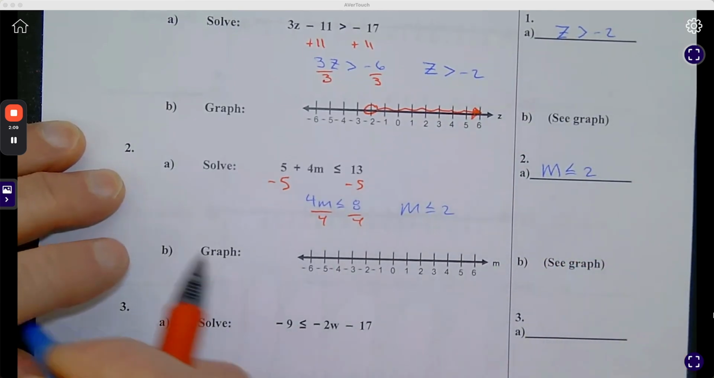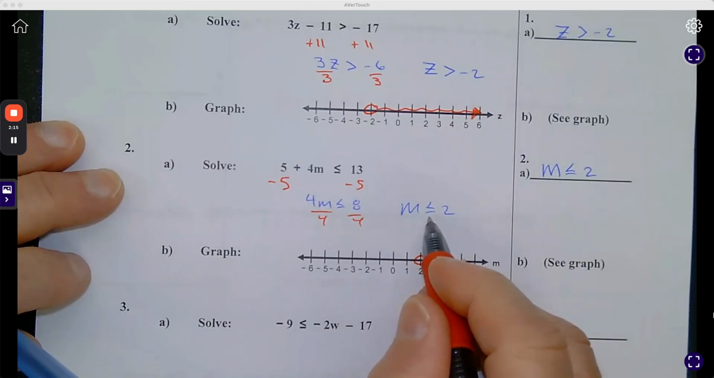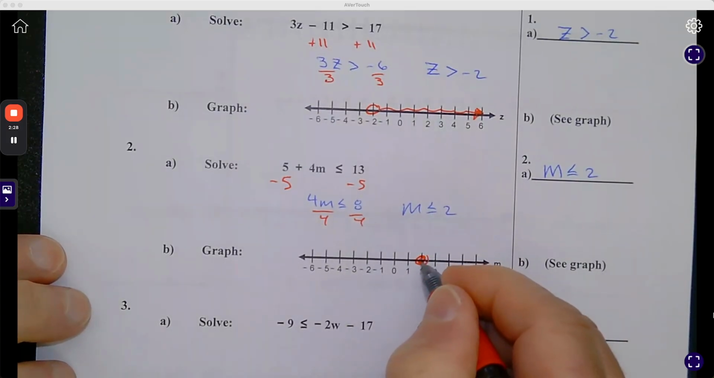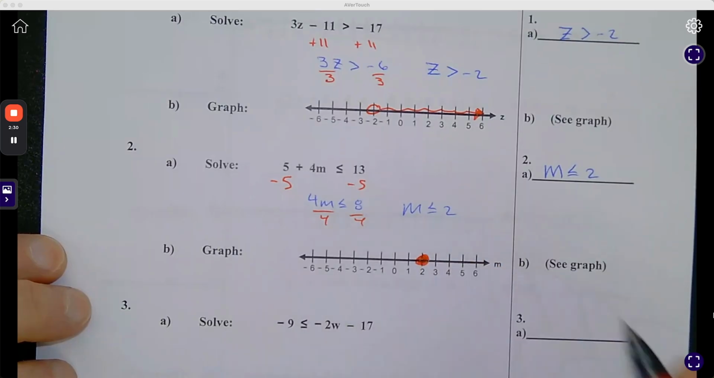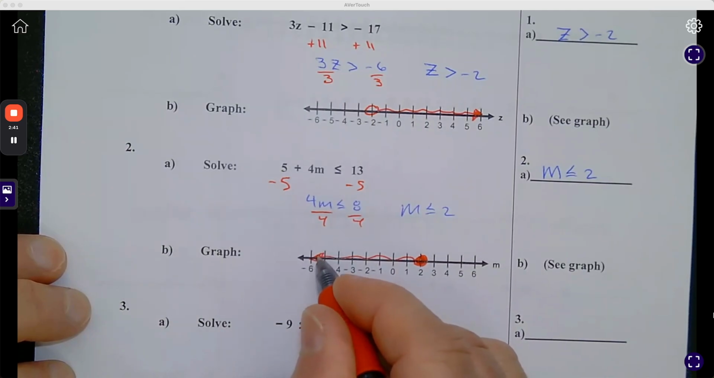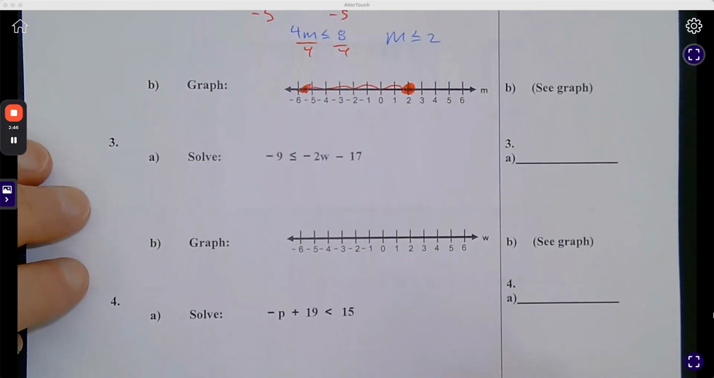Now let's graph it. Notice 2 is my endpoint. Also notice that we have this equal symbol underneath, so M is less than or equal to 2. Equal to means that M can be that actual endpoint number, so to show that this is a valid solution as well, you color it in. That tells the reader that that is also a solution. Now M is any number less than positive 2, so that's everything in that direction. All right, that's done. Let's do it again.